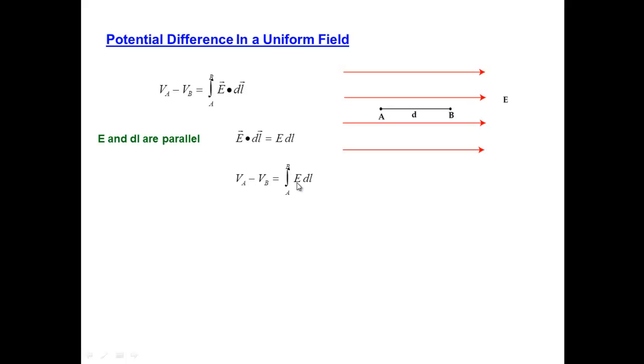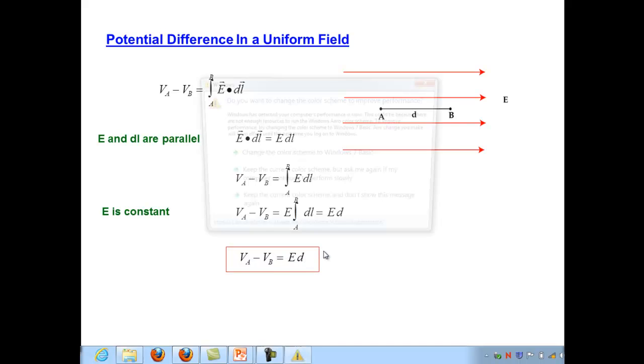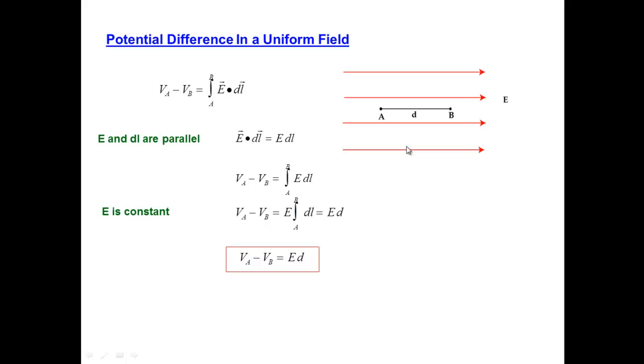E dl. Since E is uniform, it can come outside the integral. All along the path of integration, it's got the same value. So what's left is E times the integral from a to b of dl. That just adds up all of the tiny vectors pointing from a to b, and actually adds up all their magnitudes, and the sum is simply the distance d. So VA minus VB equals Ed. It's a very simple result that comes in this special case.